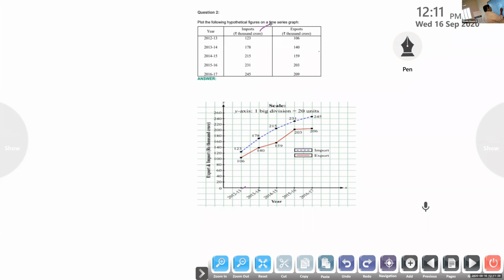For imports, you know that we use the blue dotted lines here. So 2012-13 it is 123, marked here. Next one, 178 marked here. Then 180 marked here, and next year, 2014-15, 215 you mark here. 2015-16, you know that it is 231, we marked here, and then the last one, 2016-17, it is 245. So 245 marked here, and finally we join all these points with the dotted lines, for easy understanding we used the dotted lines here.